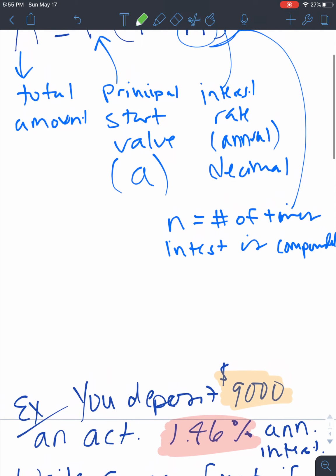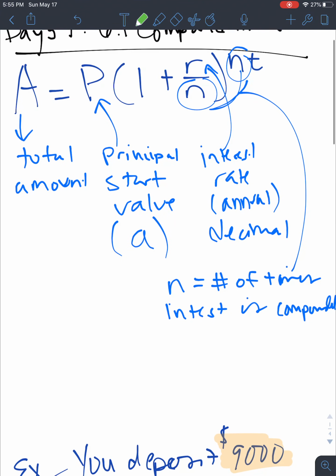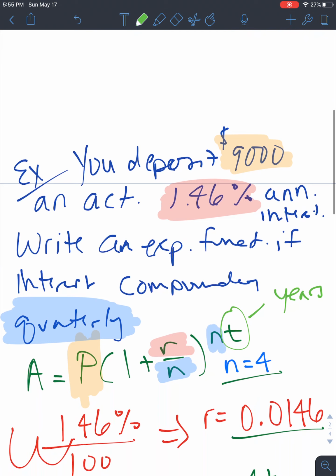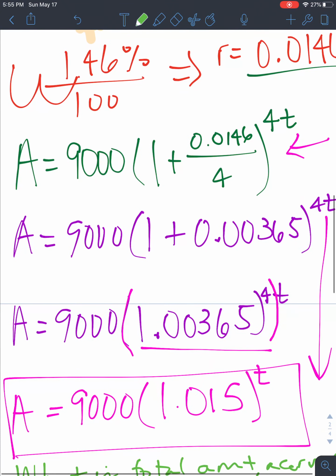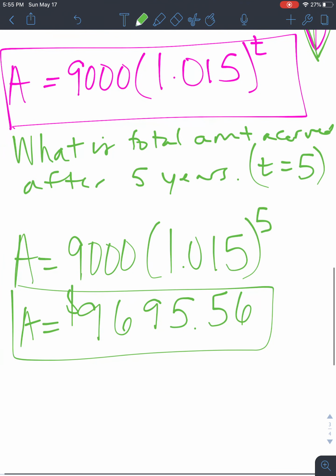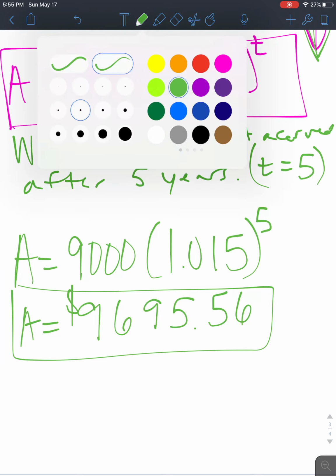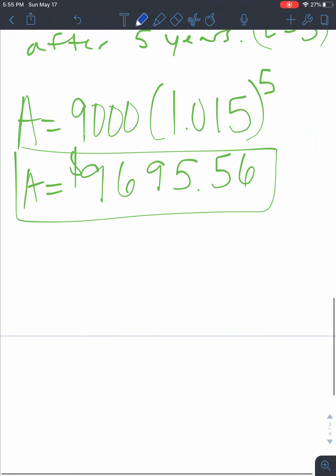So I know that people are intimidated by word problems. I totally understand. I get intimidated too, right? Especially like when I was learning them. But all you have to do in a word problem for compound interest is identify your P, your R, and your N. All right, plug them into your formula like we did here. Simplify it down, and then your final step will be when it asks you to evaluate at a given value of T. All right? So that's all I have in regards to the actual notes.